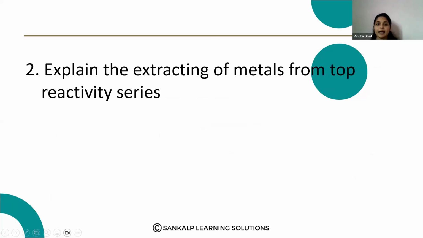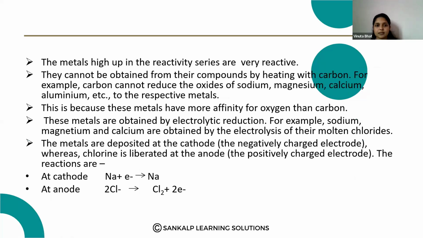Next question, explain the extraction of metals from the top of the reactivity series. So how to extract the metal from the top of the reactivity series? Here, the metals high up in the reactivity series are very reactive. They are more reactive metals. They cannot be obtained from their compounds by heating with carbon. For example, carbon cannot reduce the oxides of sodium, magnesium, calcium, aluminum, etc. to the respective metals. This is because these metals have more affinity for oxygen than carbon.